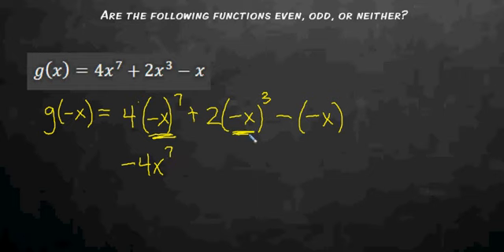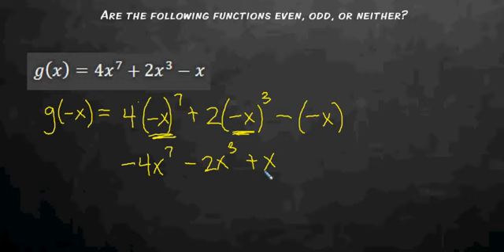My negative x raised to the 3rd power is also going to change the sign, so that would be a minus 2x to the 3rd. And then this a minus a negative x is going to change the sign there, so that will be plus x.